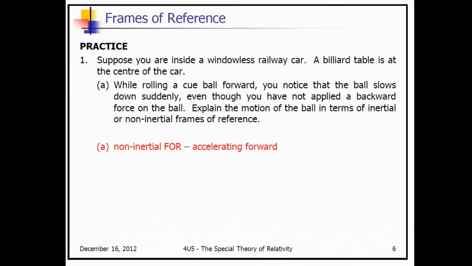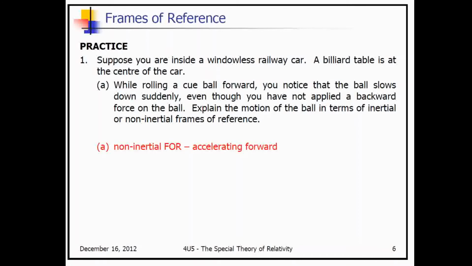So let's look at a question here. It says, suppose you're inside a windowless railway car. So you're in this railway car, and there's a billiard table at the center of the car. This question says, while rolling a cue ball forward, you notice that the ball slows down suddenly, even though you have not applied a backward force on the ball. Explain the motion of the ball in terms of inertial and non-inertial frames of reference.